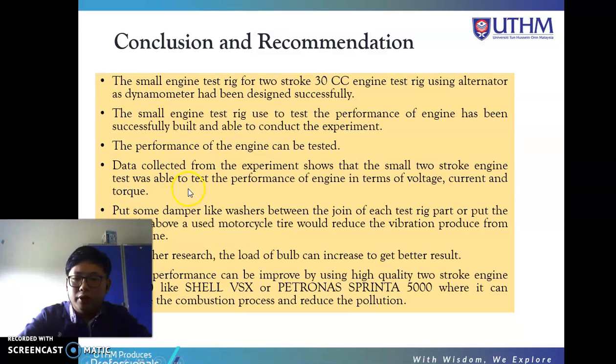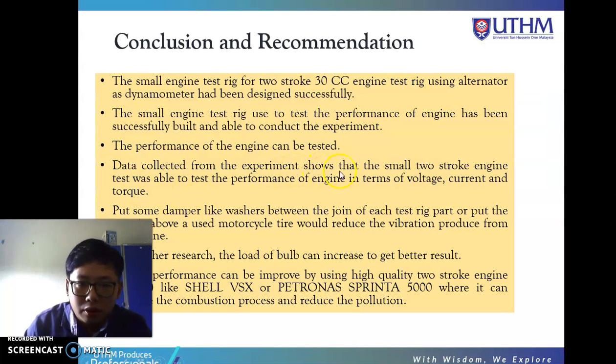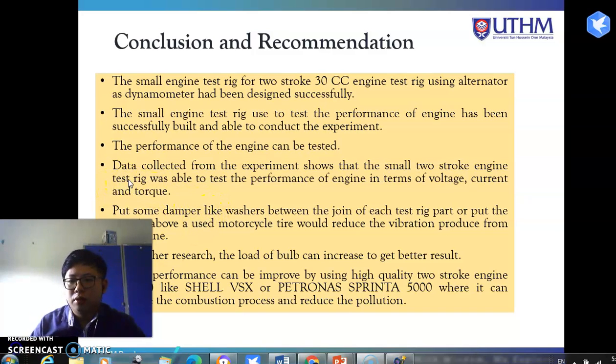And fourth, the data collected from the experiment shows that the small 2-stroke engine test rig was able to test the performance of the engine in terms of voltage, current, and torque.